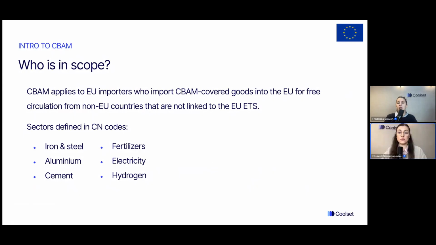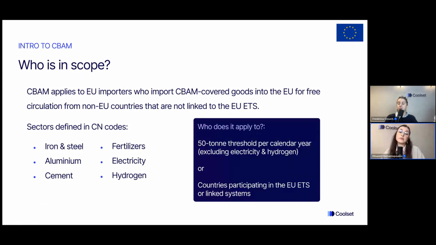And it applies to those importing for free circulation from non-EU countries, but also those that are not linked to the EU ETS. So there's a couple of exclusions. Firstly, it only applies to those importing over 50 tons per calendar year. And this excludes electricity and hydrogen, but for the rest, if your company imports over 50 tons, it applies, and if not, it doesn't. And those countries participating in the EU ETS or linked systems, so that includes, I think, Norway, Iceland, Liechtenstein, they're not in the EU, but they are part of the linked system. CBAM therefore doesn't apply.